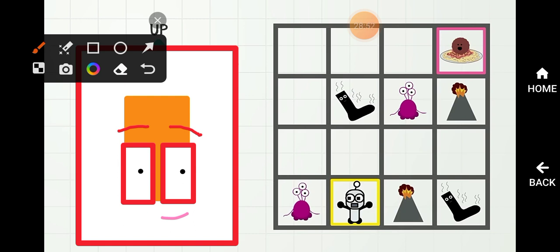Remember to say the direction and also how many squares. Okay, go. First, Tiny Robot should go which direction? Up. And how many squares? 1 square. Now, Tiny Robot should go which direction? Left. And how many squares? 1 square.